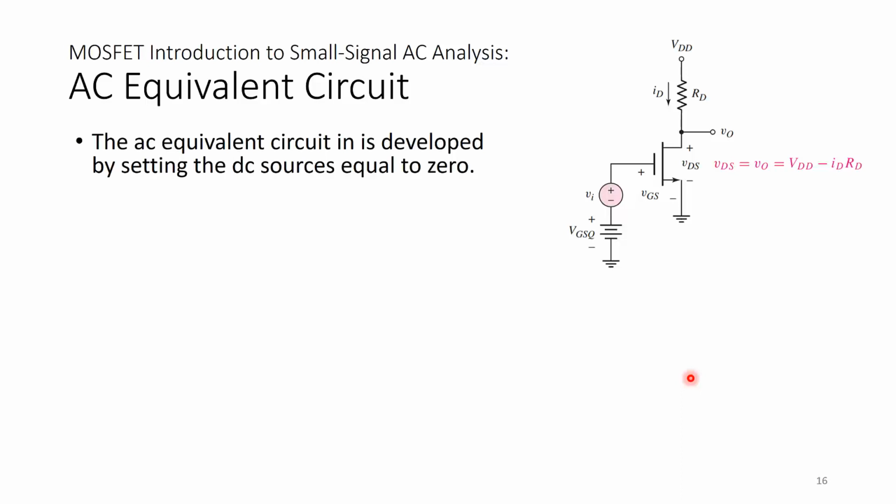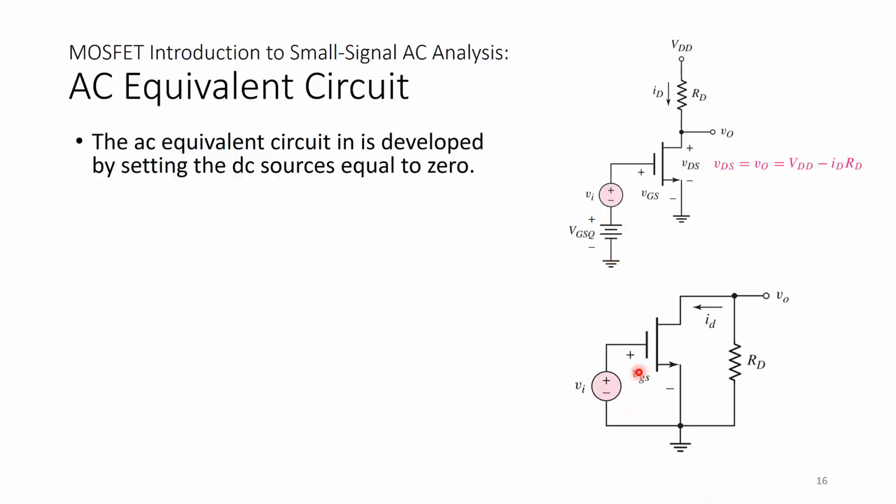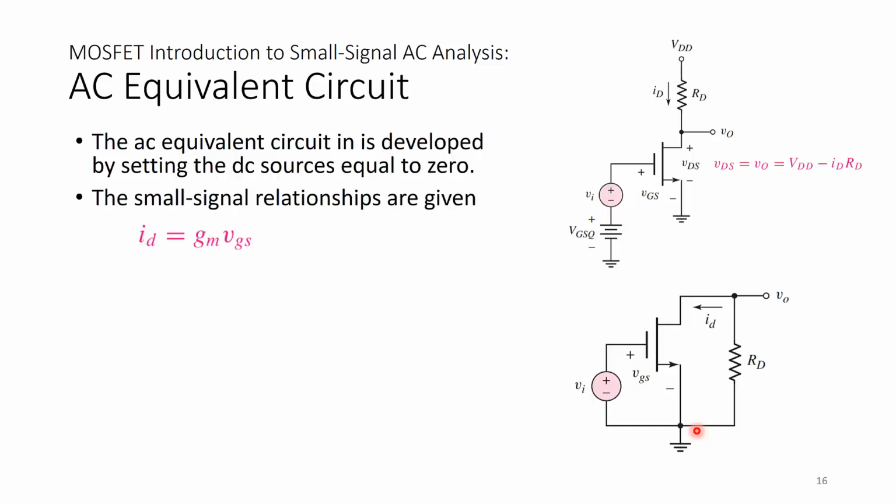Okay. So the AC equivalent circuit is developed by setting DC sources equal to 0. So VDD becomes 0, VGSQ becomes 0. So this is what we are left with. We have the AC source Vin. The term VGS, capital subscript GS, is now vgs with small letters only, the same as id. And VDD is connected to ground, so RD, one terminal is connected to the drain but the other terminal goes to ground. So the small signal relationships are given with id equals gm vgs.